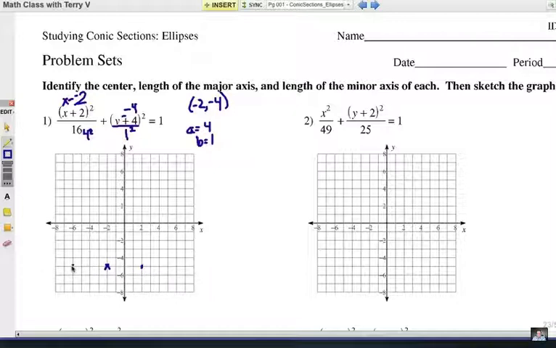All right, so your major axis is going to be 8 total, 4 in each direction from the center, and b is only going to go up 1, so you're going to have a nice flat ellipse there, and it will look like this.